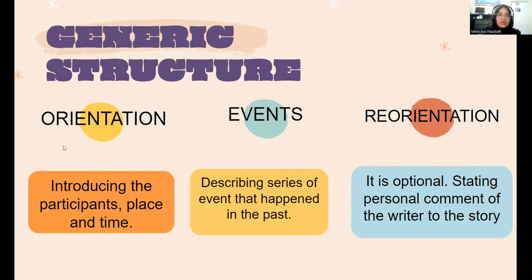Okay. So in the orientation, the writer should introduce the participant, place, and the time. And then in the events, it's describing a series of events that happened in the past, like the sequence of the events. And then reorientation is optional. You can add it or not, it's up to you. But it's stating the personal comment from the writer of the story. Okay, understood?